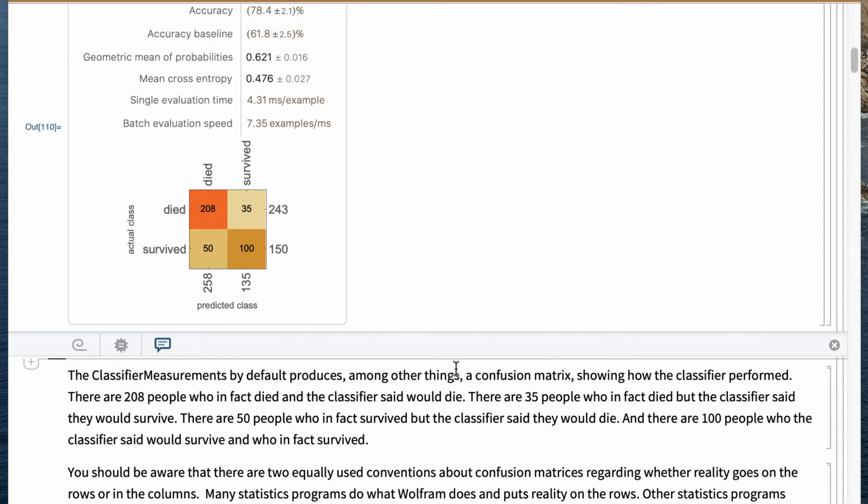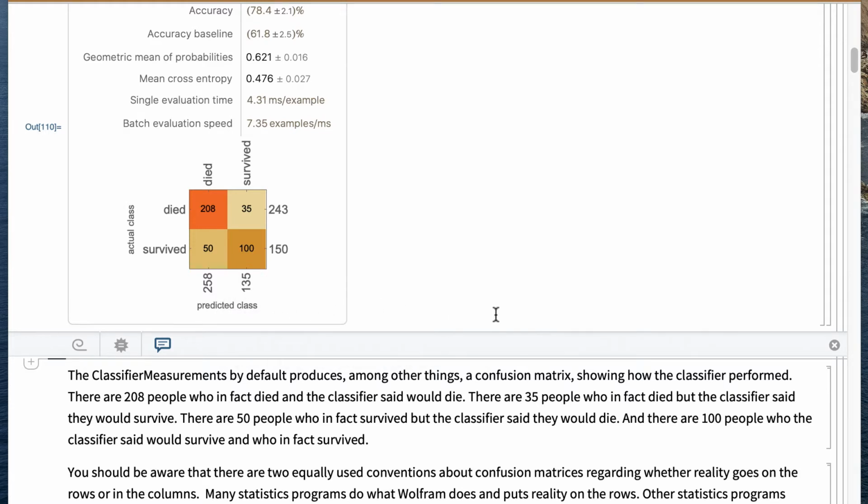You should be aware there are two equally used conventions about confusion matrices relating to what goes on the rows and what goes on the columns. Wolfram takes the view, as many do, that you put reality on the rows. The actual class goes on the rows and the predicted class goes on the columns. But a number of software programs do it differently and put the prediction on the rows and the actual class in the columns.